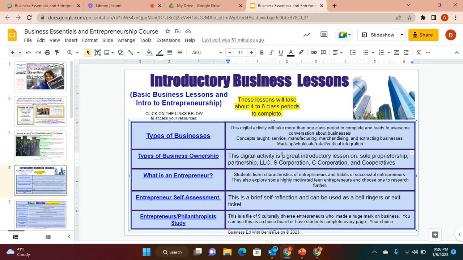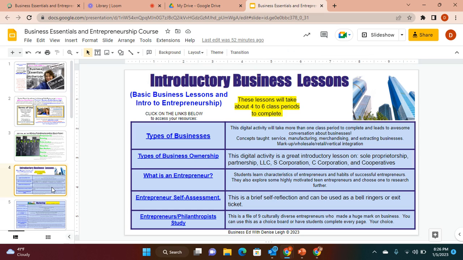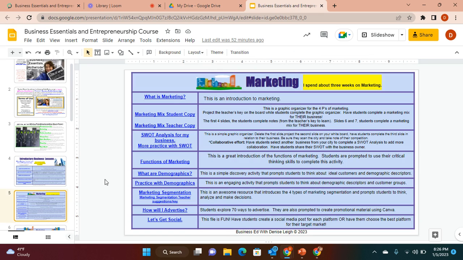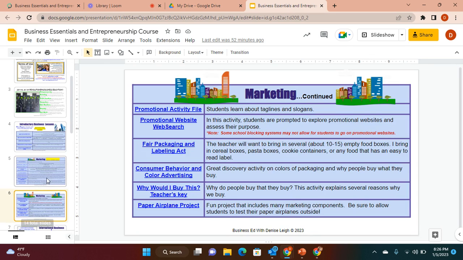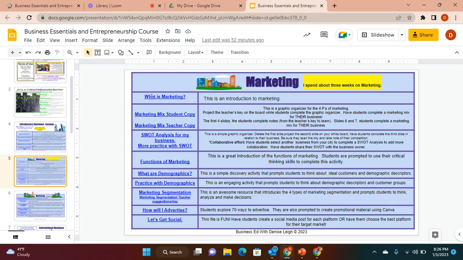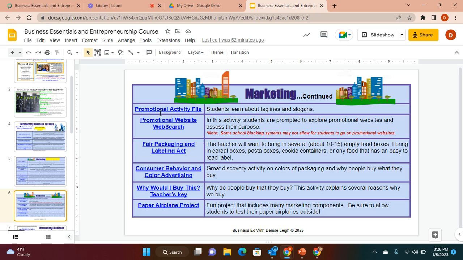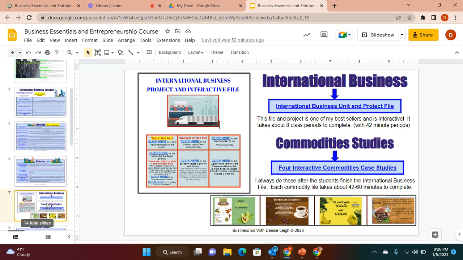The next one is on business ownership and introduces students to LLCs, S Corps, C Corps, and so forth. There is a lot of resources on marketing, everything from the intro to marketing, marketing mix, SWOT analysis, functions of marketing, demographics, market segmentation, how to advertise, social media, promotion activity, Packaging and Labeling Act, as well as a paper airplane project, which can actually be a final project for the marketing unit before moving on.